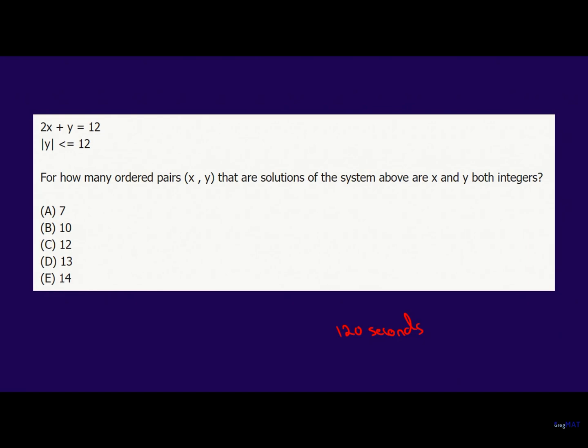We're going to call this the GRE GMAT challenge. You have to solve this problem while listening to Friday.